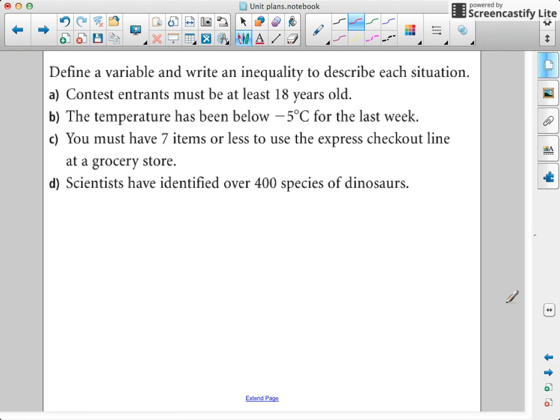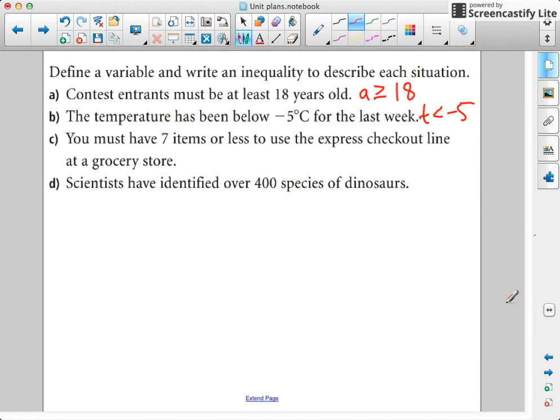So let's look at these. Contestant entrants must be at least 18 years old. So their age has to be greater than or equal to 18, because they could be 18, but they could be over that as well. B, the temperature has been below -5 for the last week. So the temperature has been less than -5 for the last week.